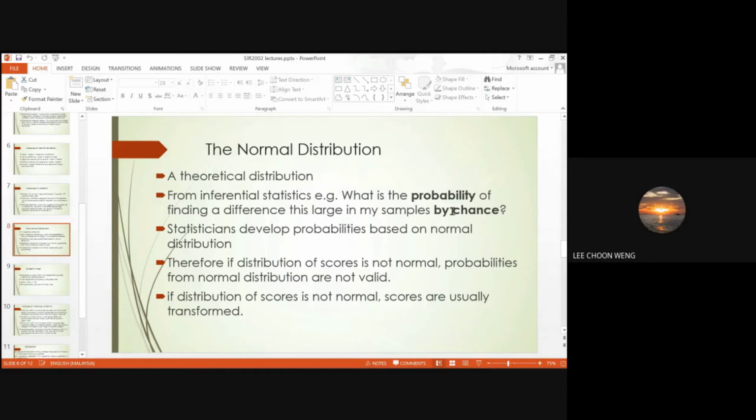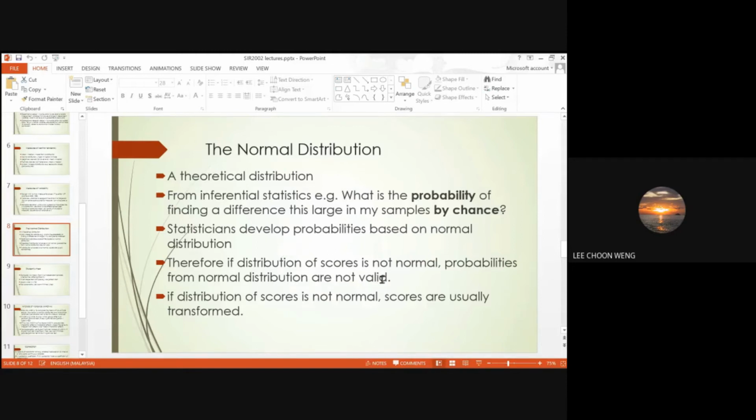So when the p is less than 0.05, that means what you are seeing is no longer by chance. What you are observing, what you are testing, is no longer by chance. So it is significant. Something that you found is significantly different because it's no longer by chance. Okay, so that's how you interpret your data. So most of the probabilities are based on normal distribution.